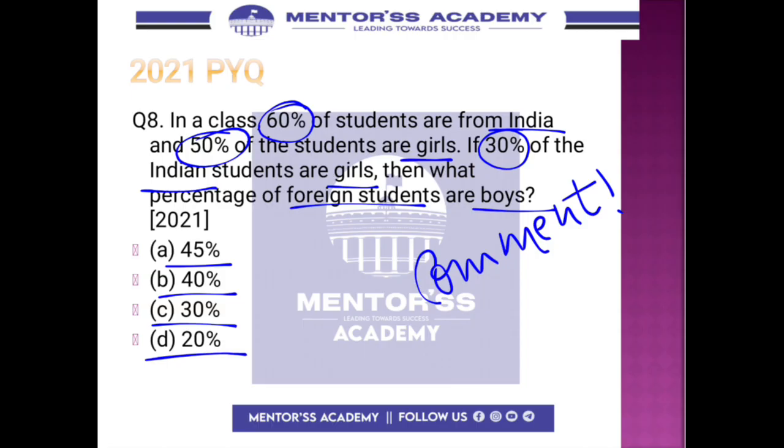These PYQs show how percentages directly appear in CSAT and why strong basics are non-negotiable. Keep that in mind: have strong basics and foundation. So that was lecture one of percentages, part one of our CSAT series. Today we covered basics of percentages, quick conversions between fractions and percentages, percentage change and successive percentage tricks, practice questions with solutions, and direct application through UPSC PYQs.